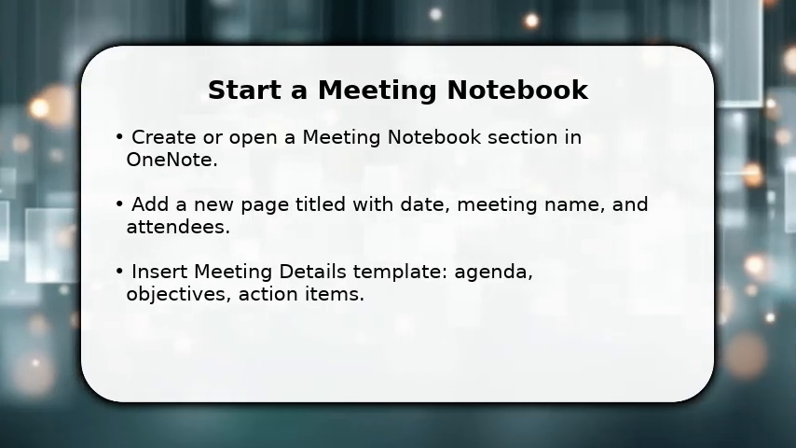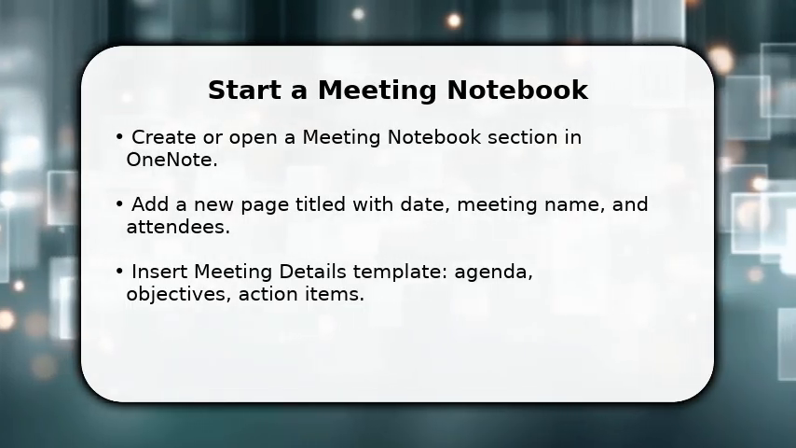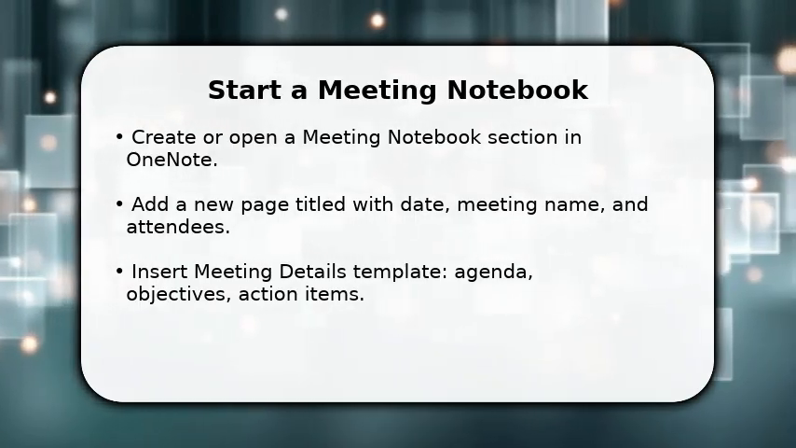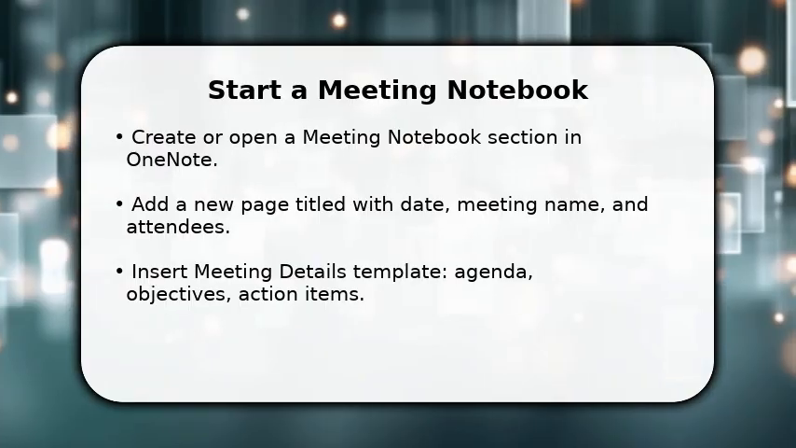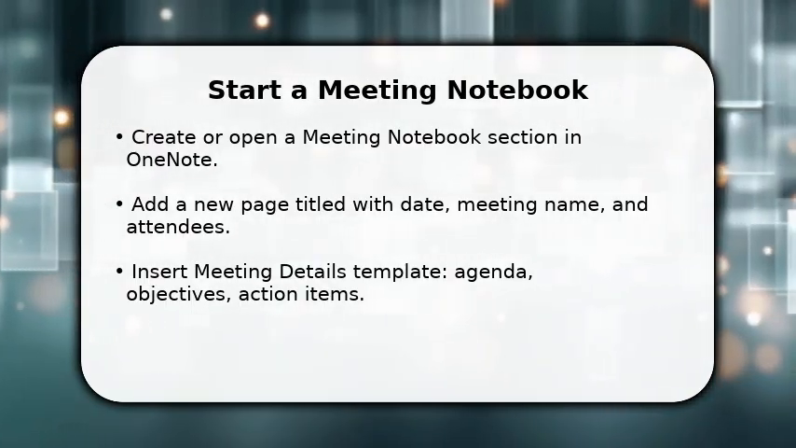You begin by opening OneNote and creating a dedicated meeting notebook page. Name it with the date and meeting title so you can sort later. Next, paste or insert a lightweight template that includes agenda, objectives, and a quick action item table. This gives structure and saves time.